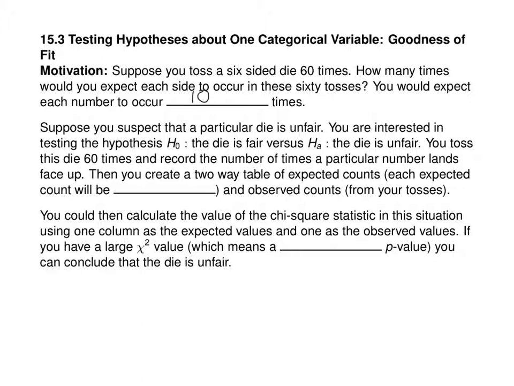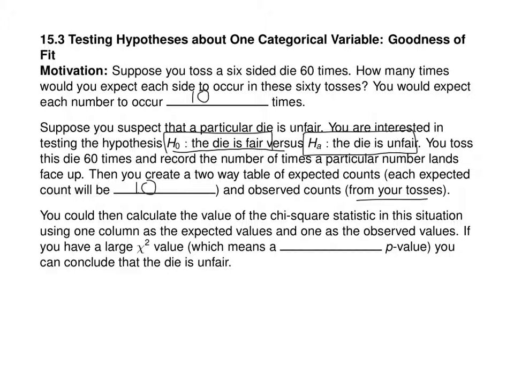Now, suppose you do this and you're pretty sure that this die is unfair. What you're interested in testing is the hypothesis, the null being the die is fair, i.e. nothing is going wrong, versus HA, the die is unfair. So you toss the die 60 times and you record the number of times a particular number lands face up. Of course, you have infinite time to do this. And then you create a two-way table of expected counts. Each expected count is going to be the same, 10, the same thing we had up there. And the observed counts are what you have from your tosses.